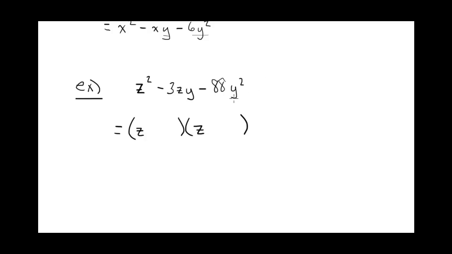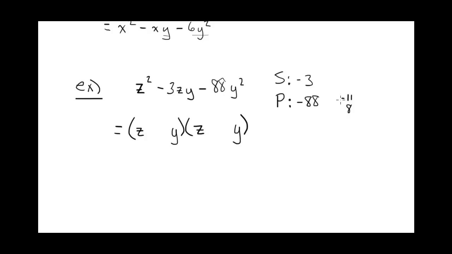Now the last term is going to have a y because of that y squared, and then we need to figure out what's the coefficient of the y. So the coefficients must sum to negative 3 and multiply to negative 88. There's a lot of numbers that multiply to negative 88, but my first thought would be 11 and 8, but one has to be negative. Looking at the sum being negative, I'm going to make the bigger one negative. So negative 11 plus 8 is negative 3, so there are my coefficients.